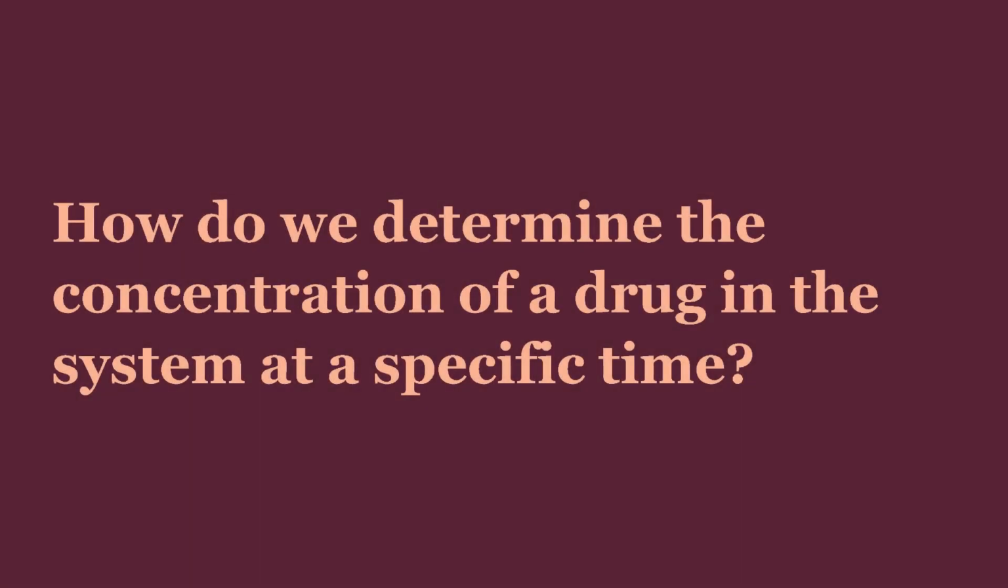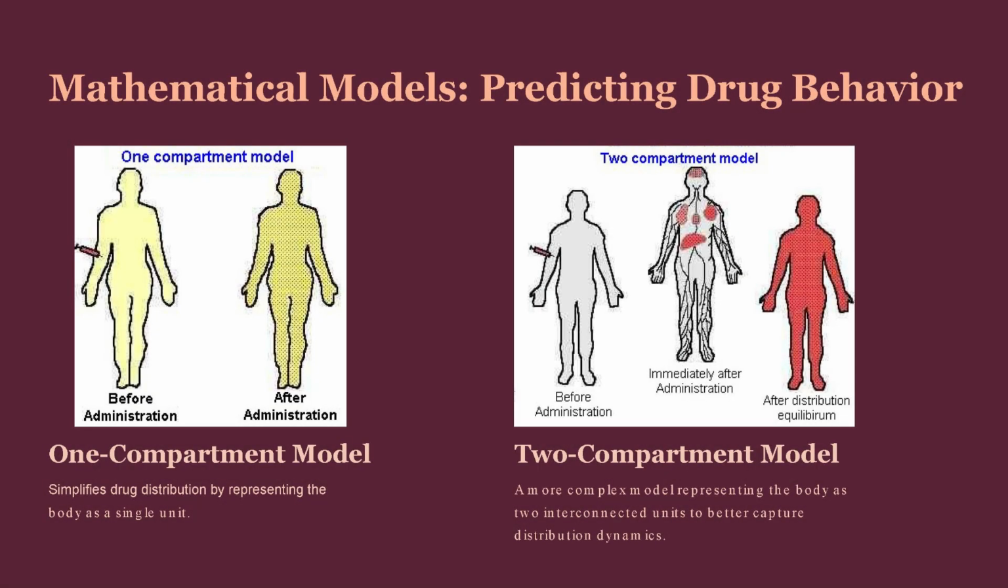How do we determine the concentration of a drug in the system at a specific time? This question helps us explore how mathematical models are used to predict the behavior of drugs in the body, ensuring effective and safe treatments. The first picture represents the one-compartment model. It assumes that the drug is evenly and instantly distributed throughout the body. This model simplifies drug behavior, providing practical applications for many drugs with rapid distribution, such as antibiotics or pain medications.